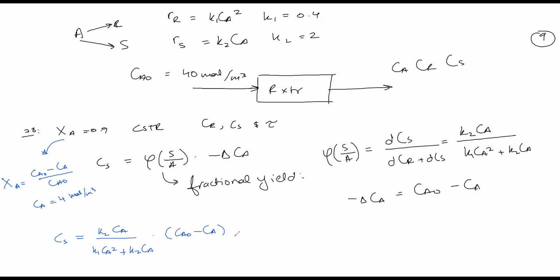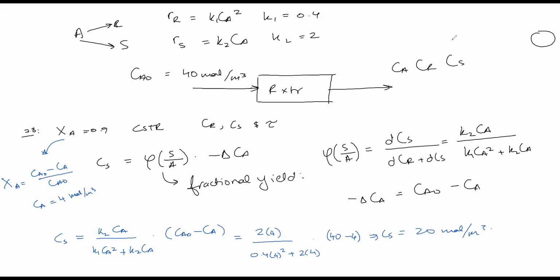It's 4. Now I have all the numbers, I'm going to plug them in, so it just becomes a calculation problem. 2 into 4, divided by 0.4 into 4 squared plus 2 into 4, multiplied by 40 minus 4. And you do this calculation, you're going to get CS equal to 20 moles per meter cubed. So this is how you get the concentration of CS.